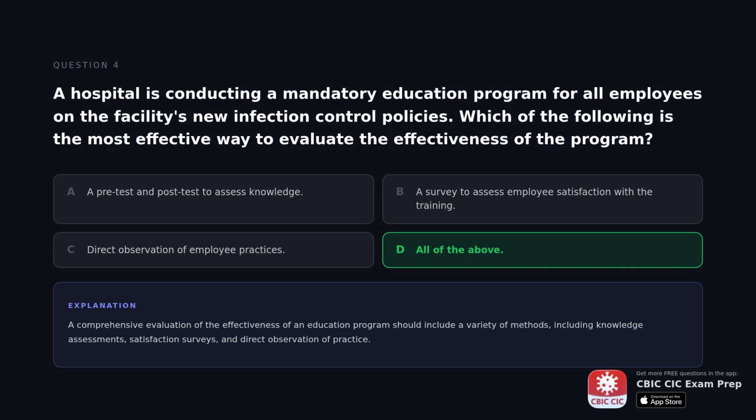The correct answer is all of the above. A comprehensive evaluation of the effectiveness of an education program should include a variety of methods, including knowledge assessments, satisfaction surveys, and direct observation of practice.